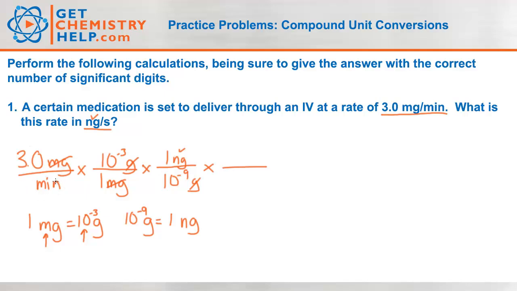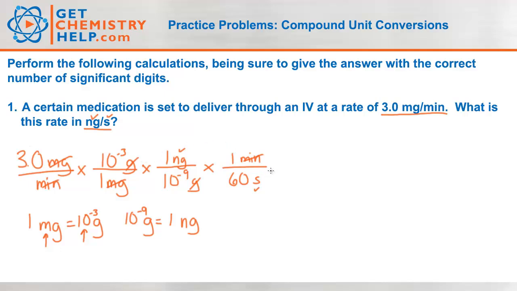But now minutes are on bottom. So for those to cancel, I've got to put minutes on top. So 1 minute is 60 seconds. Now minutes cancels. And we're left with seconds, which is the other thing we want. We want seconds. So now we've got seconds.